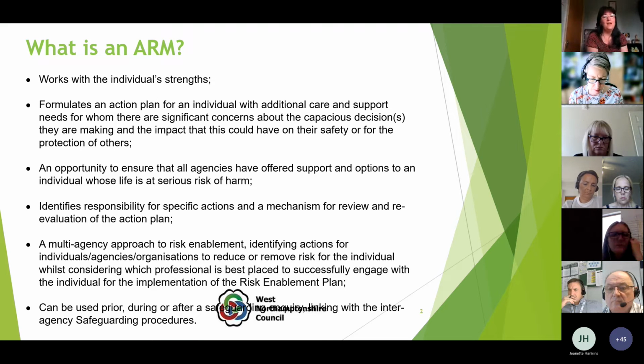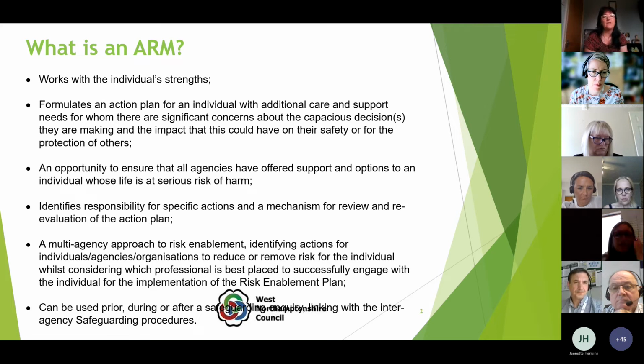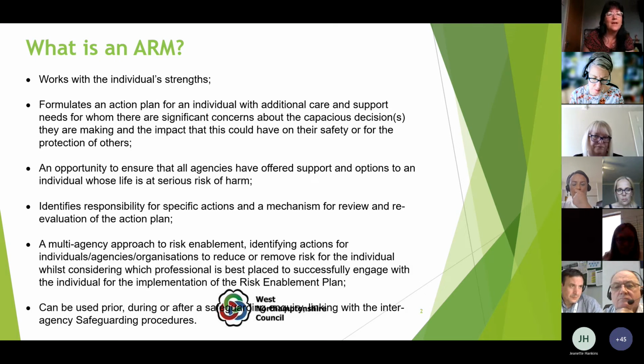So as a chair, it's really important that you understand that, especially in relation to identifying who is responsible for specific actions. The chair will also be the one responsible for asking everybody to set a date for the next one. So that's your re-evaluation of any plan that's created. So that's what an ARM is.